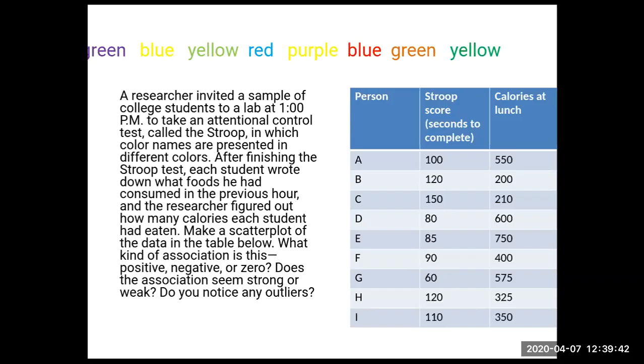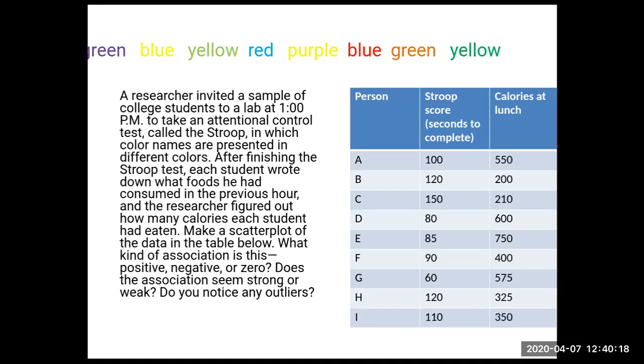A researcher invited a sample of college students to a lab at 1:00 p.m. to take a control test called the Stroop. Oh, lucky for us, we've already done this in class, in which color names are presented in different colors. After finishing the Stroop test, each student wrote down what foods he or she had consumed in the previous hour, and the researcher figured out how many calories each student had eaten. Make a scatter plot of the table below. What kind of association would it be, positive, negative, or zero? Does the association seem strong or weak? And are there any what we call outliers?